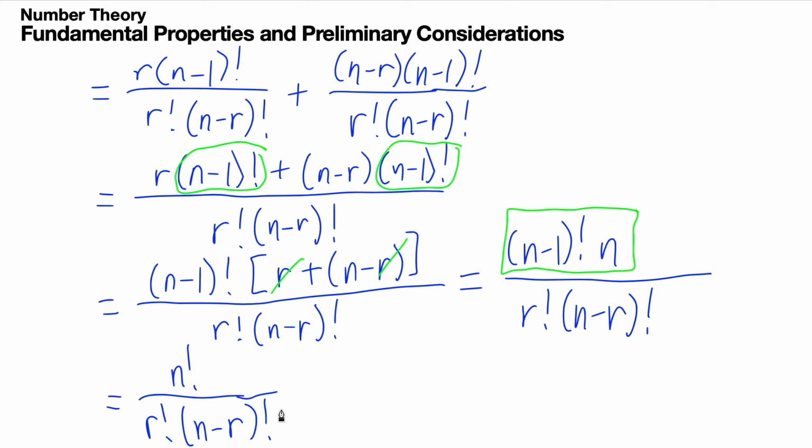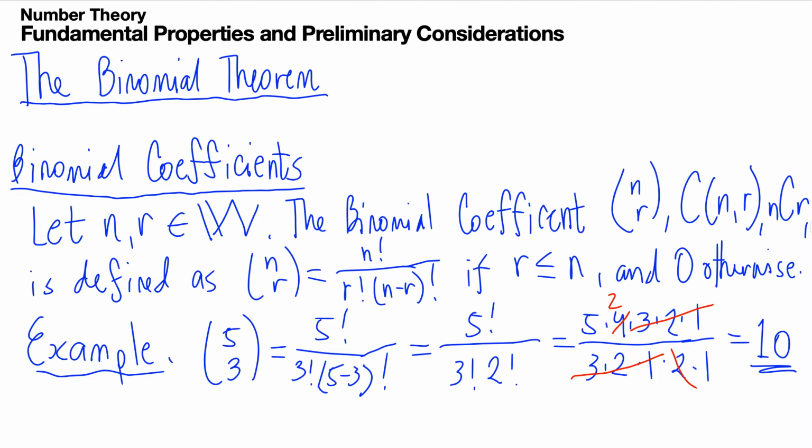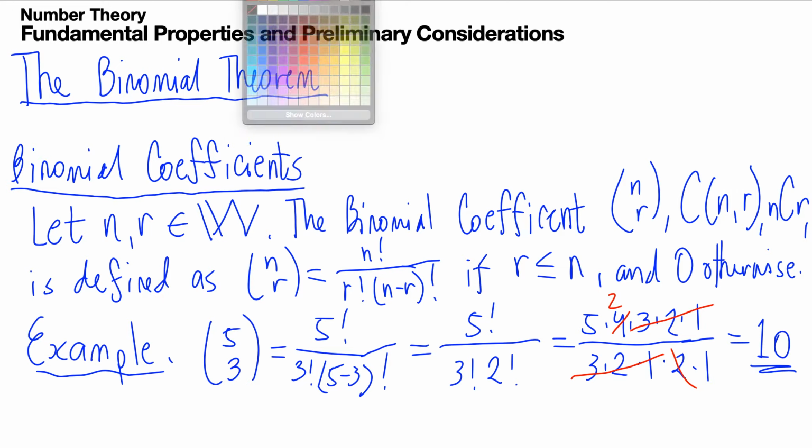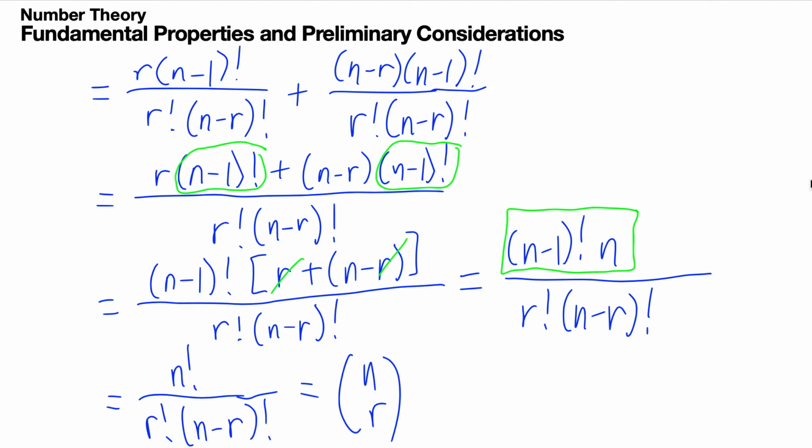And wait a minute. This is already the n choose r, right? By definition, this is the n choose r. Let's go back to our slides before. Here it is. If you can remember, this is our formula: n choose r equals n factorial all over r factorial times the quantity n minus r factorial. So we ended up with that answer.